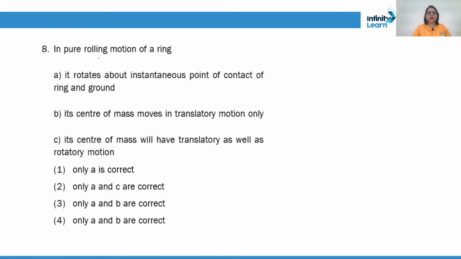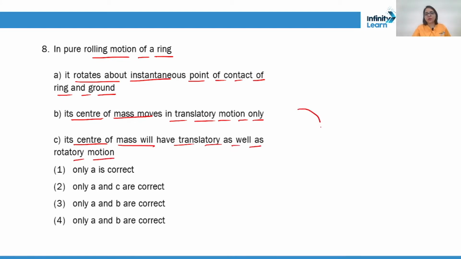Question number 8. In pure rolling motion of a ring, it rotates about the instantaneous point of contact of the ring and ground. Its center of mass moves in translatory motion only. And part C is that its center of mass will have translatory as well as rotatory motion. So in pure rolling motion, the relative velocity of the point of contact is 0. So it just rotates about the ground, right? So the first statement is true.